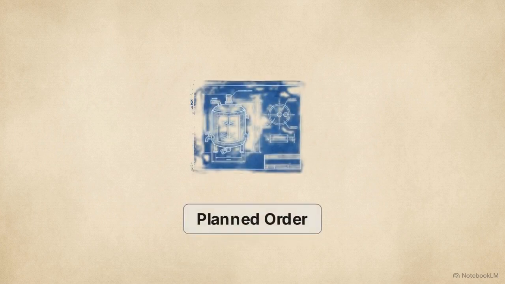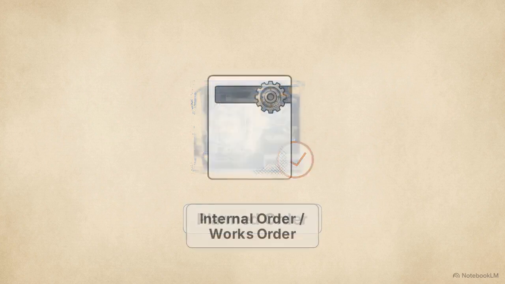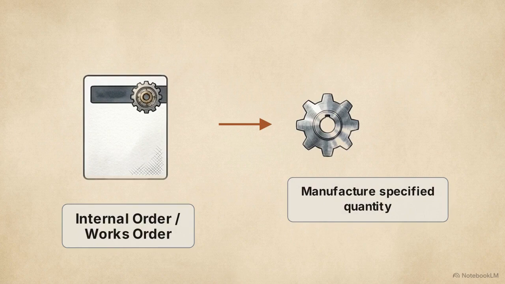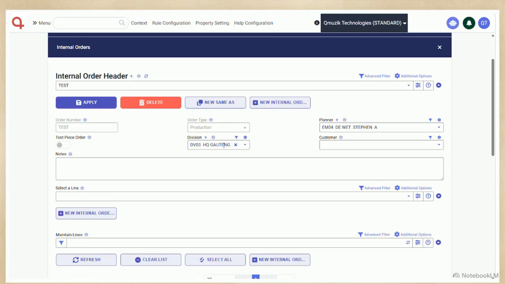For manufactured items, the output of that MRP run is a planned order. When authorized, it is firmed into an internal order. An internal order, or works order, is an internal document authorizing the manufacture of a specified quantity of a product. This is the internal order header in the cloud interface. It assigns the planned production to a specific organizational division and designates the individual planner responsible for the run.